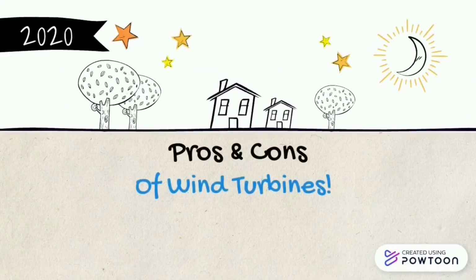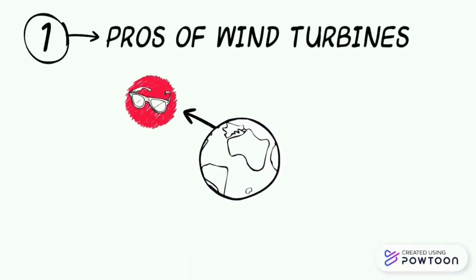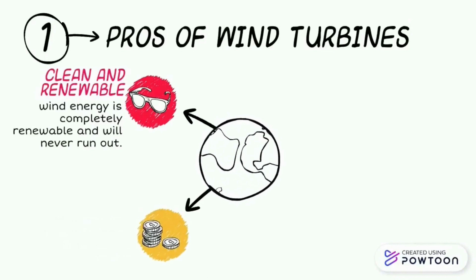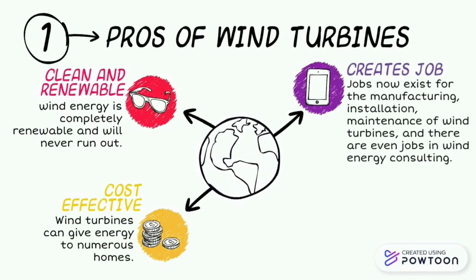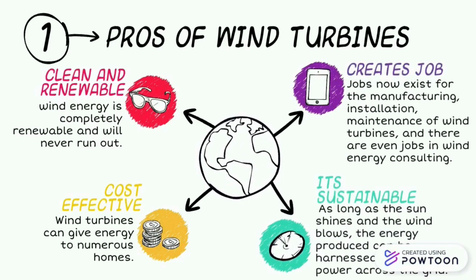Pros and cons of wind turbines. Here we go. Pros of wind turbines. Firstly, it is clean and renewable. Wind energy is completely renewable and will never run out. Secondly, it is cost effective. Wind turbines can give energy to numerous homes. Thirdly, it creates jobs. Jobs now exist for the manufacturing, installation, and maintenance of wind turbines, and there are even jobs in wind energy consulting. Lastly, it is sustainable. As long as the sun shines and the wind blows, the energy produced can be harnessed to send power across the grid.